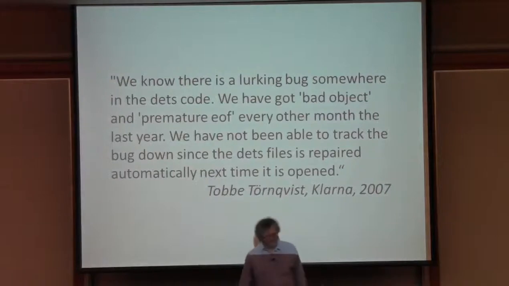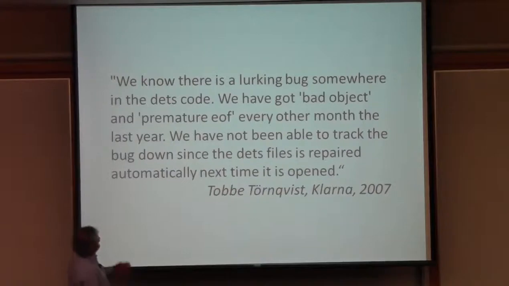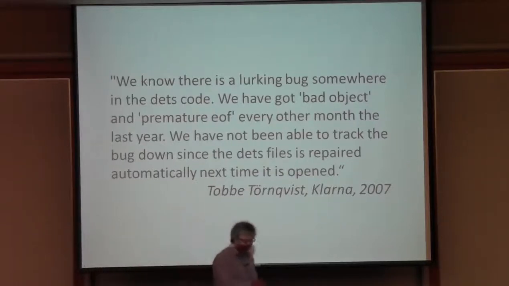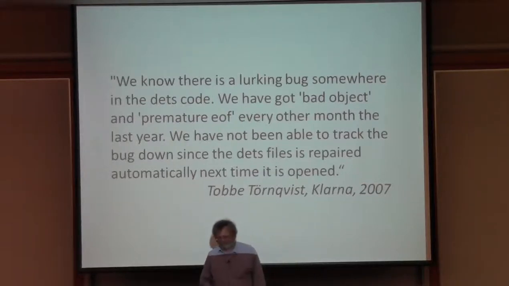I want to tell you another story that I'm very, very fond of, and it starts with a message to the Erlang mailing list about 5 years ago. I'll read it to you. We know there's a lurking bug somewhere in the dets code. We've got bad object and premature end of file every other month the last year. We haven't been able to track the file down because the file is repaired automatically next time it's opened. This was sent by a guy called Tobbe Törnqvist at Klarna in Sweden.